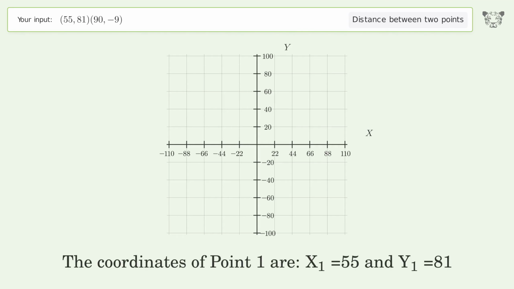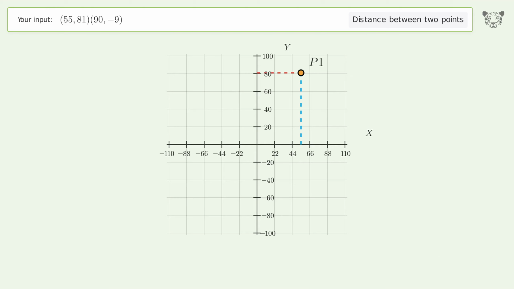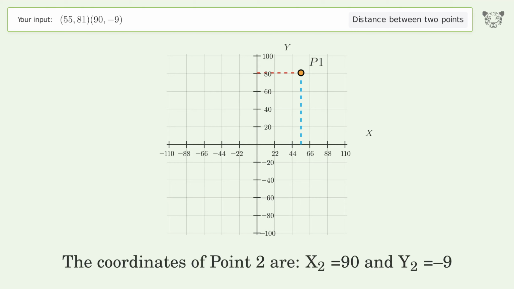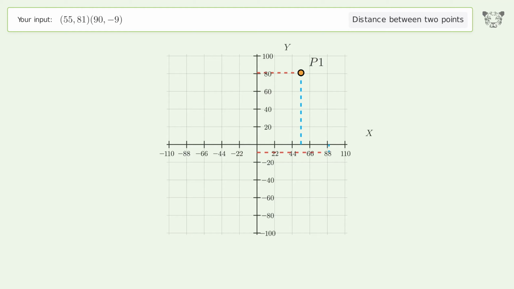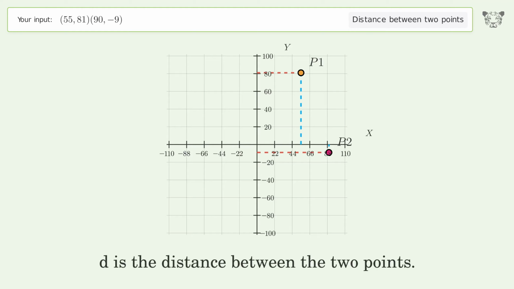The coordinates of point 1 are x1 equals 55 and y1 equals 81. The coordinates of point 2 are x2 equals 90 and y2 equals -9. D is the distance between the 2 points.